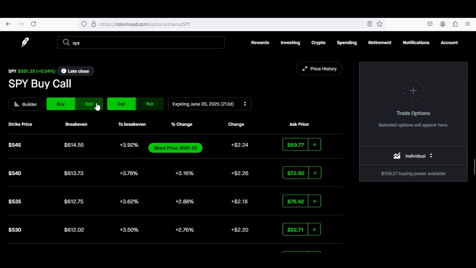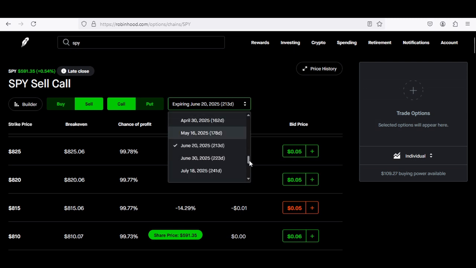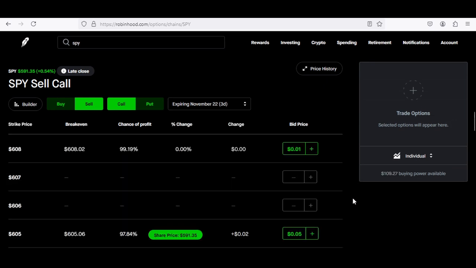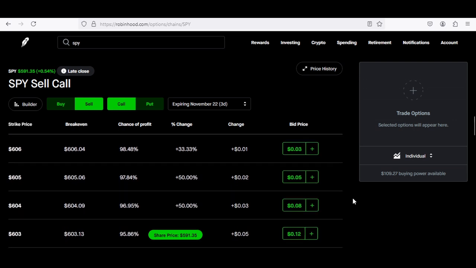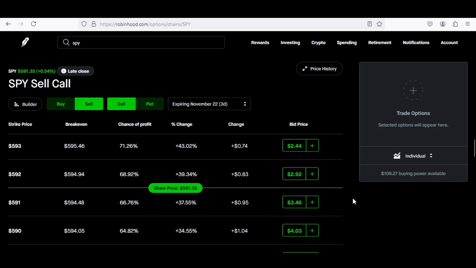Now you're going to sell a call, and then you're going to choose a much closer expiration date, because now you're going to be doing this on a regular basis. Let's go with November 23rd. And now you're going to choose your strike price above the current share price. And voila, you just made a little bit of money using your LEAPS option.